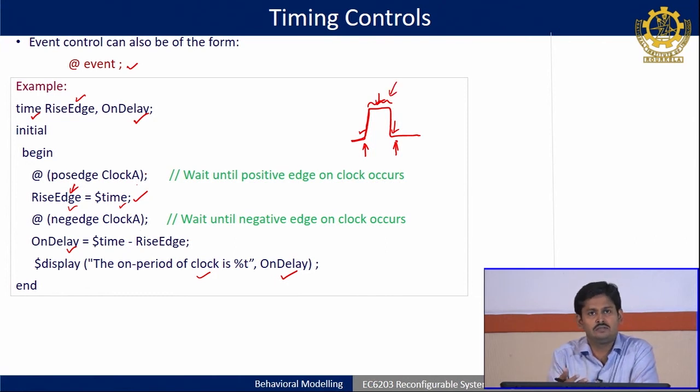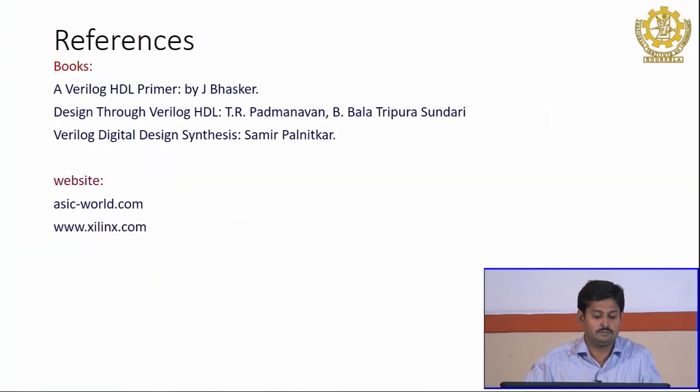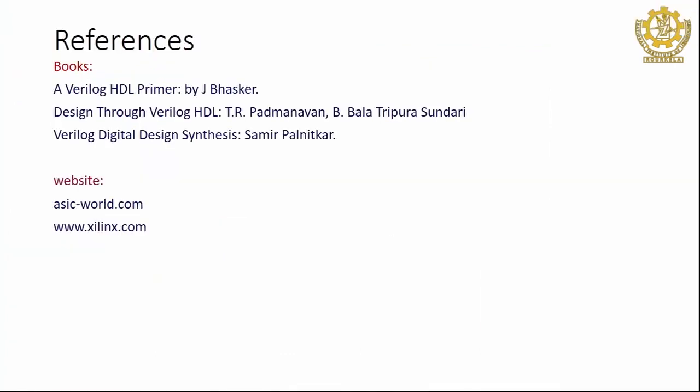So, like this you can find out, if there is a waveform, what its delay period is, or you can find out the duty cycle and all, or period values. Then they are displaying the on period in percentage time, and the data type used is time for the identifier called on delay. So, this is to demonstrate that you can specify the at-the-rate event individually, which will force the simulator to wait for a particular event to happen.